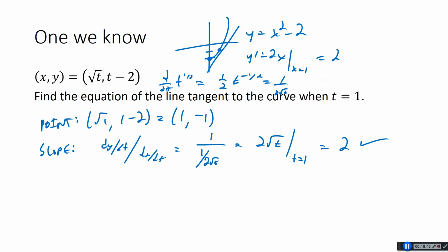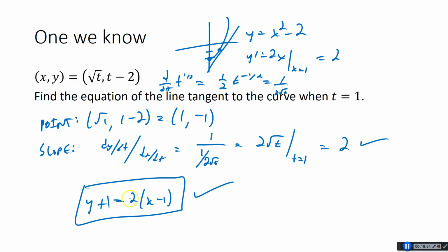I'm doing one with Cartesian so we can prove that it works. Now we should put it in point-slope form. So we get y plus 1 equals 2 times x minus 1. Bingo. Lovely.